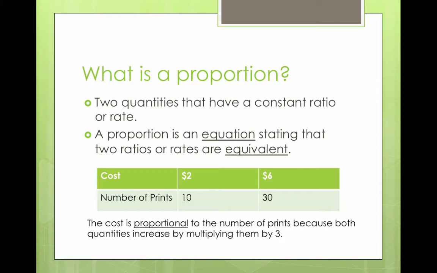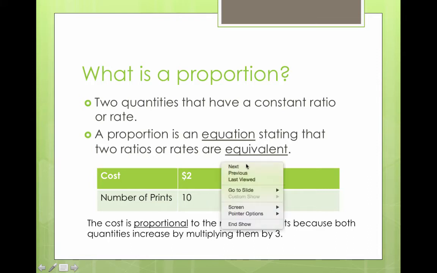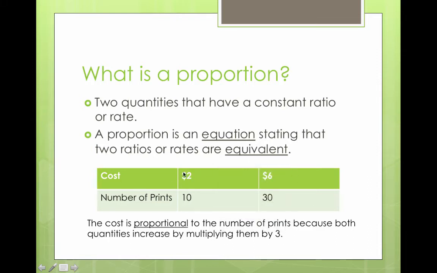For example, I can have 10 prints that I get printed of pictures that cost $2. That's equal to $6 for 30 prints. So this would technically be set up as a proportion. So even though this looks like a ratio table that we have already learned, this can be rewritten as a proportion, where you would have something that looks like this.